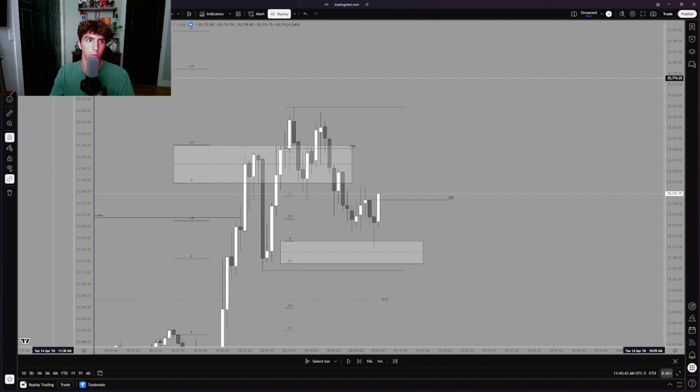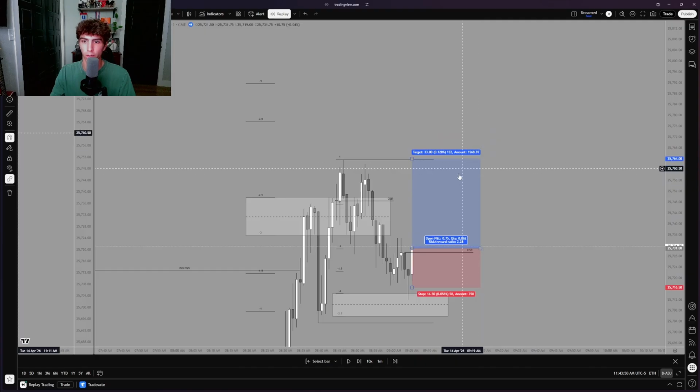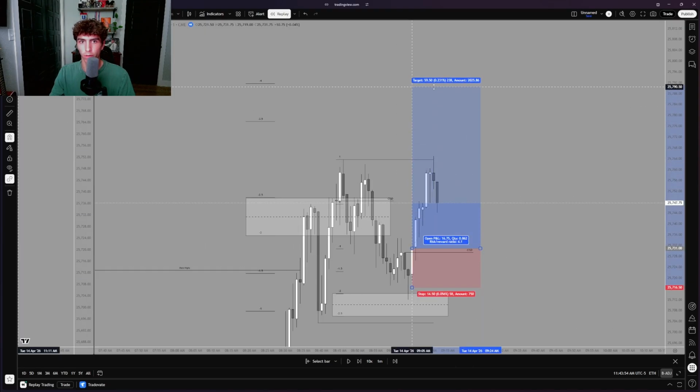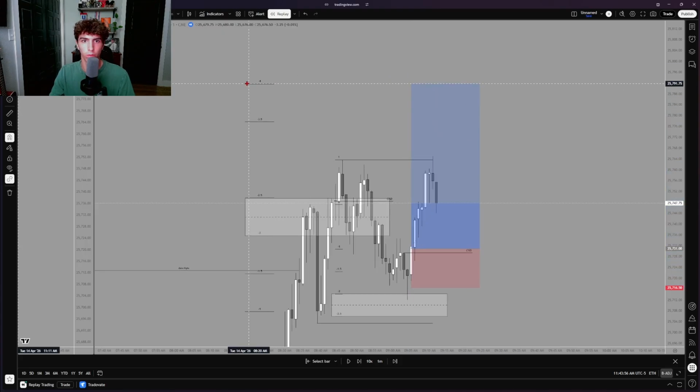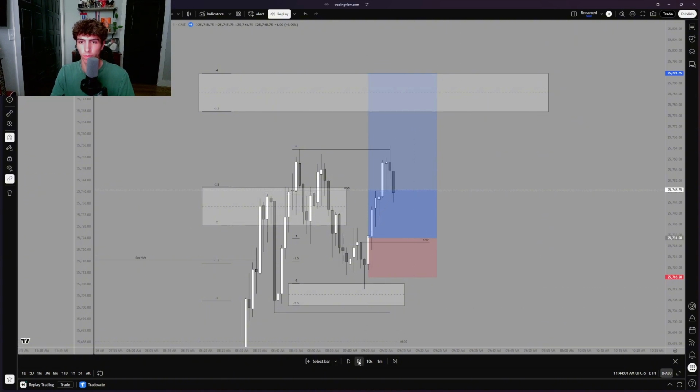And then you would buy here, stop at that low, targeting internal high. And then you could let runners go up to this -4 and -3.5 level. And boom, full TP.